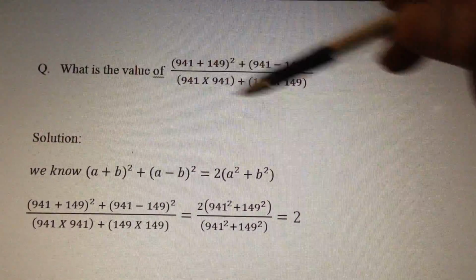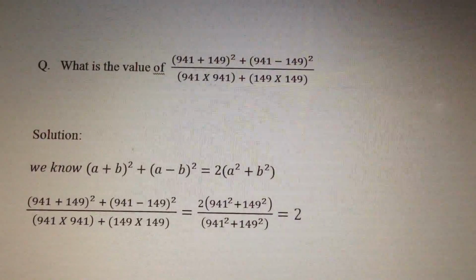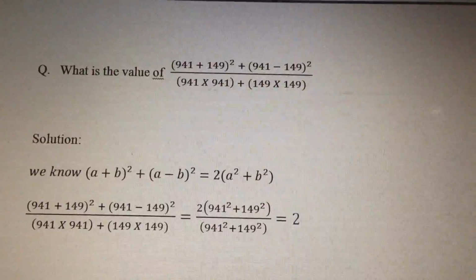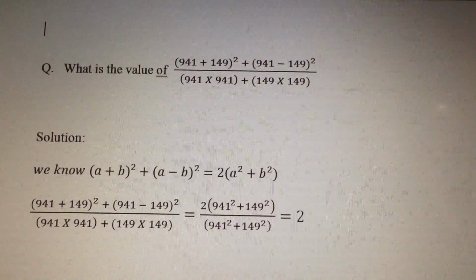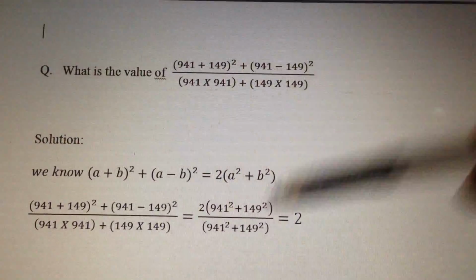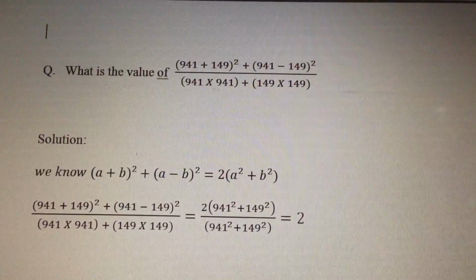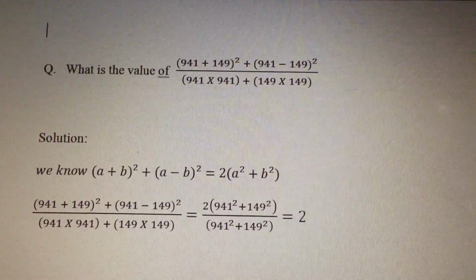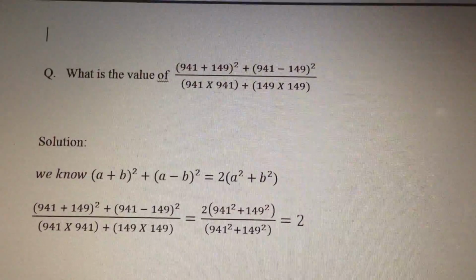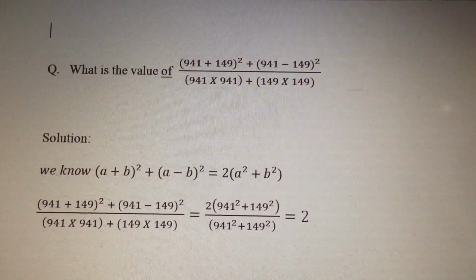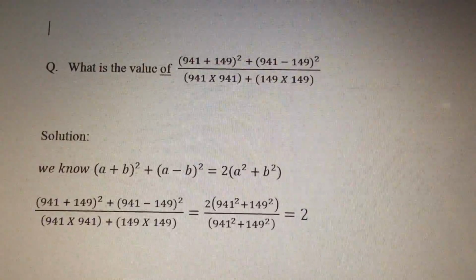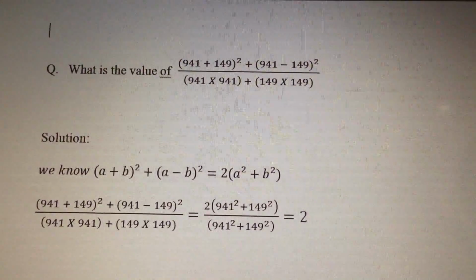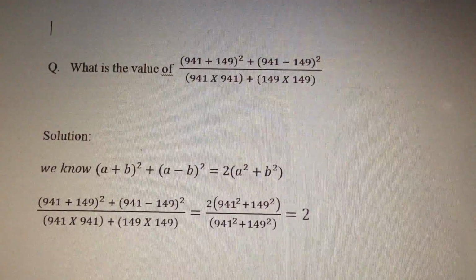So the entire expression is equal to, we already discussed what is (a+b)² + (a−b)², which is equal to 2 into (a² + b²). Therefore, this entire expression is equal to 2 into (941² + 149²) divided by (941² + 149²), which is equal to 2. See, the time taken is hardly 10 seconds. So thus we can save a lot of time by applying these shortcuts.